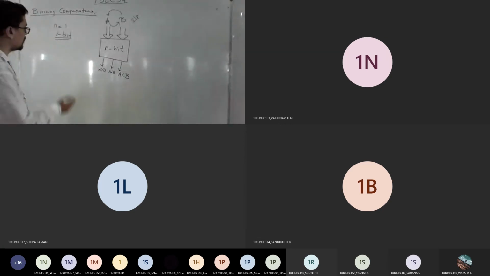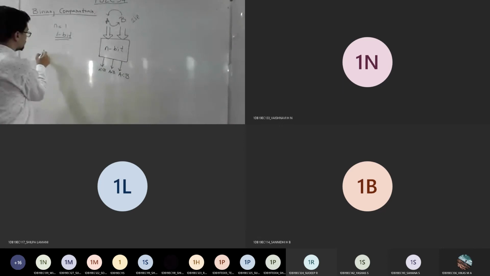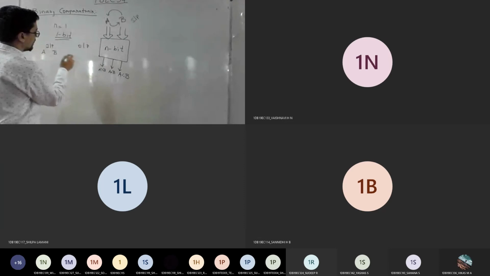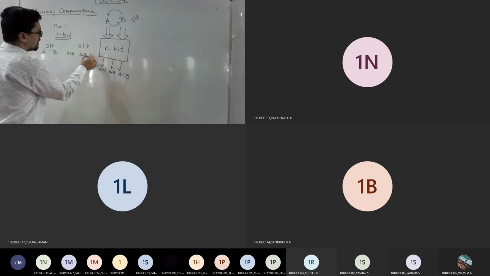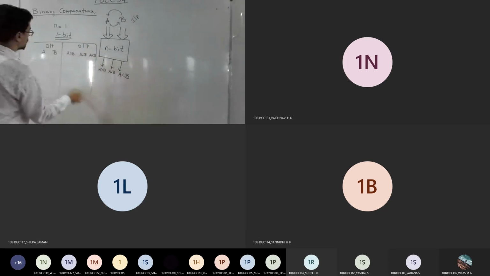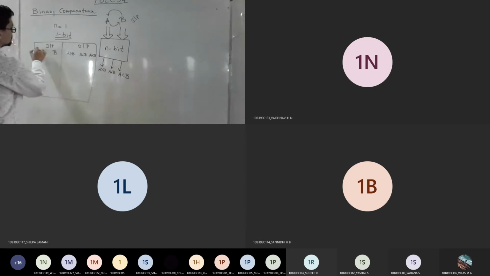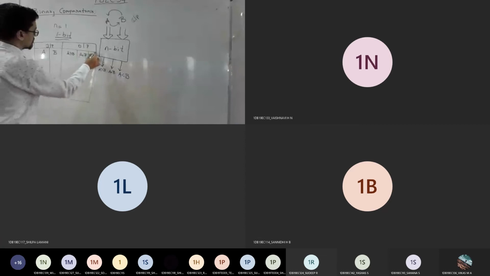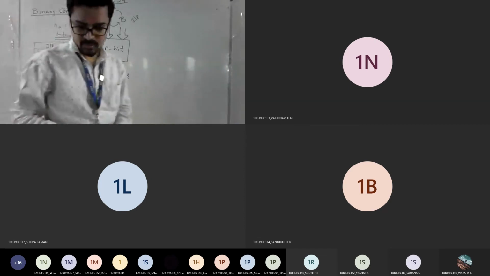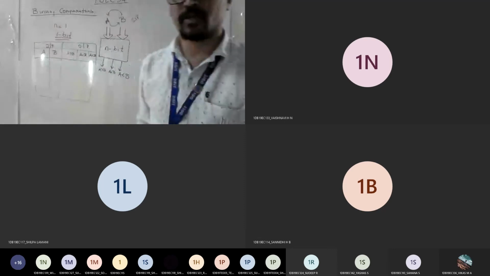So we need to build a truth table now. The truth table inputs are A, B. So this is the input, and the outputs are how many? You have three, right? One is A greater than B, A equals B, and A less than B. So how many input combinations will you get if it is 1 bit?